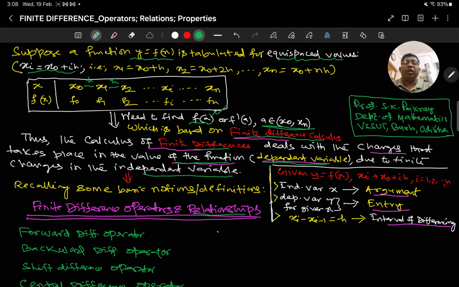Here you are given y is equal to f(x). x is called an argument, and the dependent variable y for a given x is called the entry or the functional value. The gap between two consecutive nodes, h, is called the interval of differencing. Now we have some standard difference operators: forward operator, backward operator, and so on.